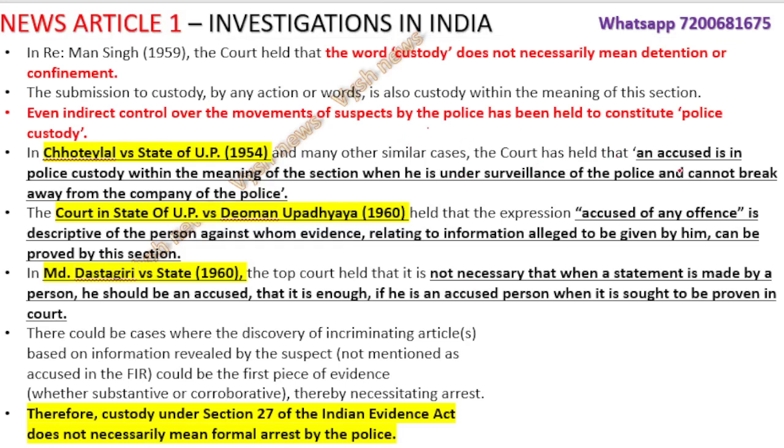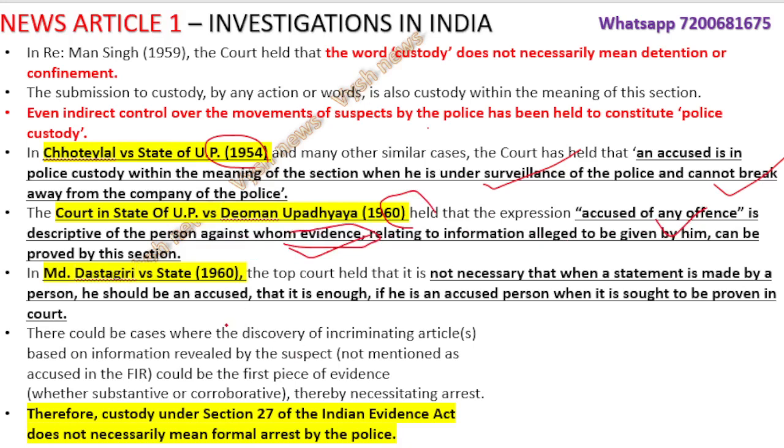Here, an accused in police custody is under the surveillance of the police and cannot break away from the police company. That was told in a case of 1954. Similarly in 1960, it was said that the evidence relating to the offense against the accused can be proved, meaning the evidence should be provable, not something done just for namesake.